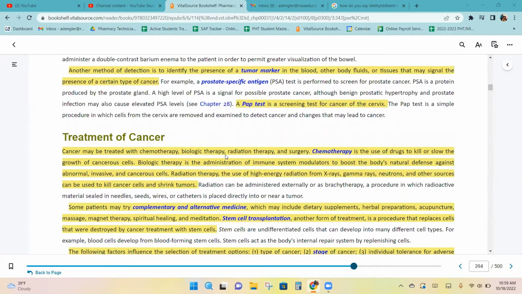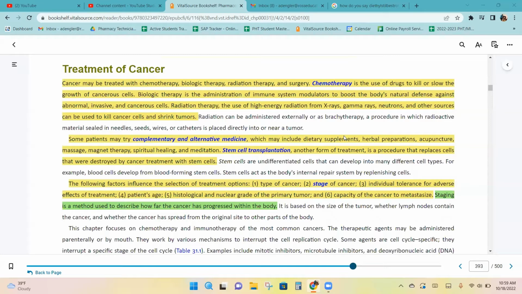Another method of detection is to identify the presence of a tumor marker in the blood, other body fluids, or tissues that may signal the presence of a certain type of cancer. For example, a prostate-specific antigen test is performed to screen for prostate cancer. A Pap test is a screening test for cancer of the cervix.